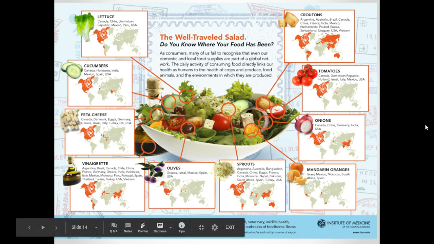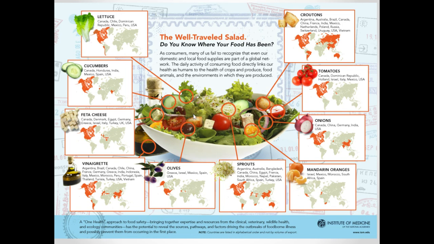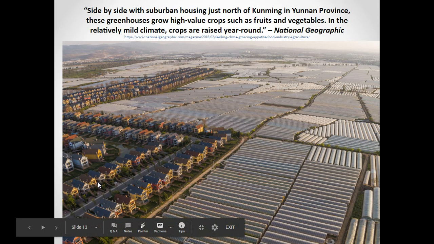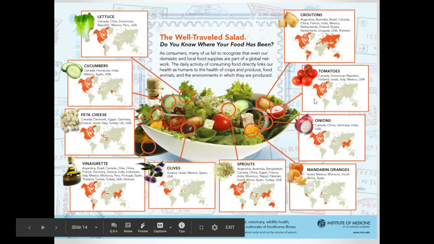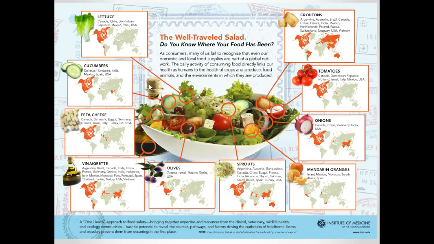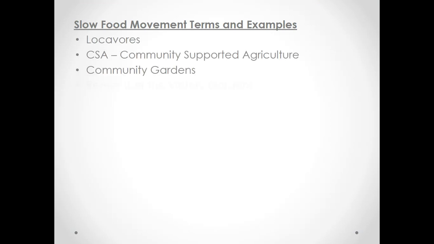So here's a really good one too. Really good graphic for you guys to look at. Well-traveled salad. Notice all the different places that all these things are coming from. Lettuce, mostly coming from North America, Mexico, Peru, USA. Tomatoes, mostly coming from, let's see here, USA, Mexico. Then we got Italy, Israel, Holland, Dominican Republic. What about croutons, pretty much coming from all parts of the world. Cucumbers, I think most people would be surprised that you would get some from Honduras or India. That's just something to look at, something to fall back on.